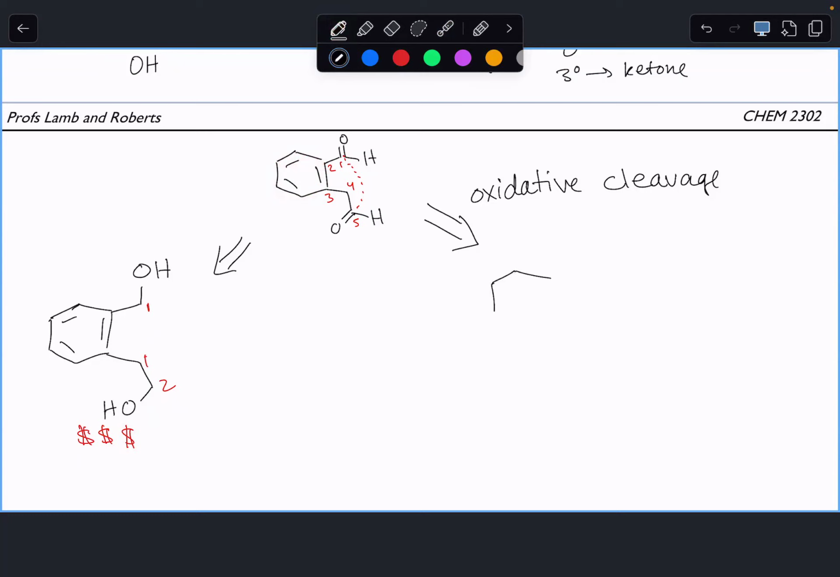So that would be the 6-membered ring, and then I need a 5-membered ring attached to that. 1, 2, 3, 4, 5. And then attached to carbons 1 and 5, that's where my alcohols are going to be, because that is the bond that I had to clip during the oxidative cleavage, right here. So that's this bond here. So this is our vicinal diol.